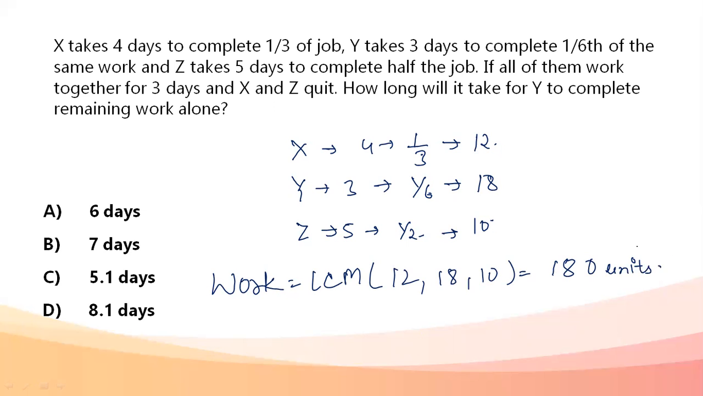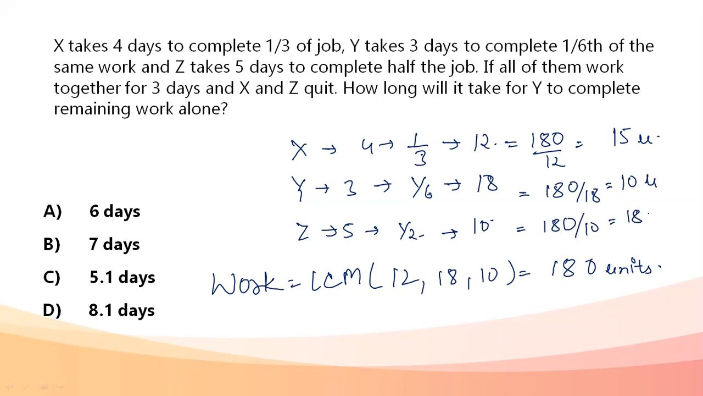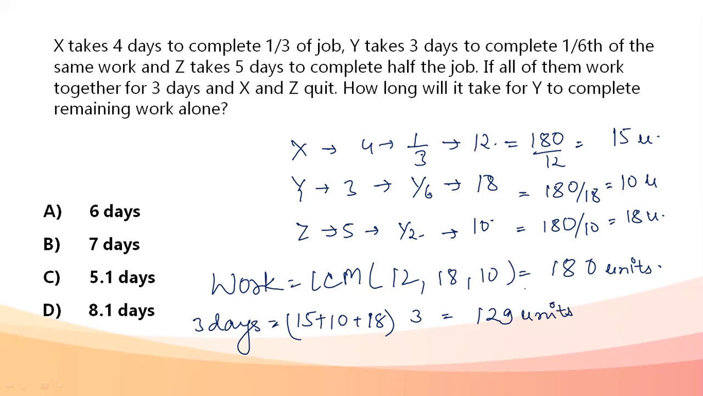Next, I'm going to find out their efficiencies, how much work they have done in one day. So X has done 180 by 12, that is 15 units per day. Y has done 180 by 18, that is 10 units per day. And Z has done 180 by 10, that is 18 units per day. Okay. If all of them work together for 3 days, how much work was done? 15 plus 10 plus 18, into 3, comes out to be 129 units. This much work they have done in 3 days. Okay. Now, let's find out the remaining work.